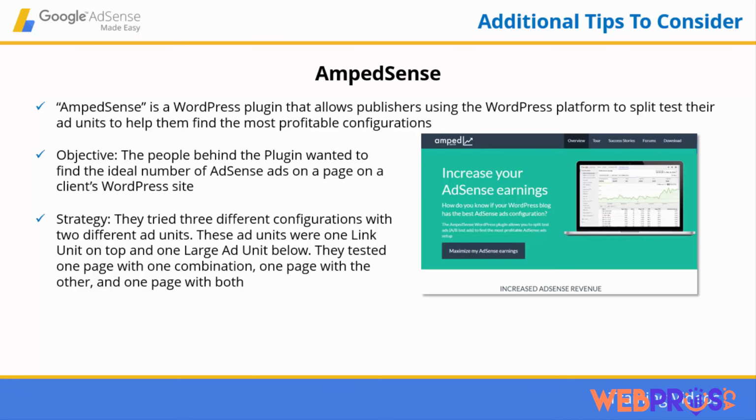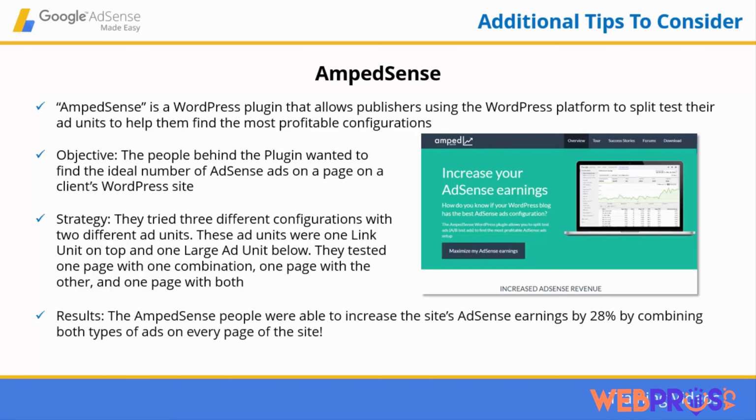These ad units were 1 link unit on top and 1 large ad unit below. They tested 1 page with 1 combination, 1 page with the other, and 1 page with both. Results? The Adsense people were able to increase the site's AdSense earnings by 28% by combining both types of ads on every page of the site.